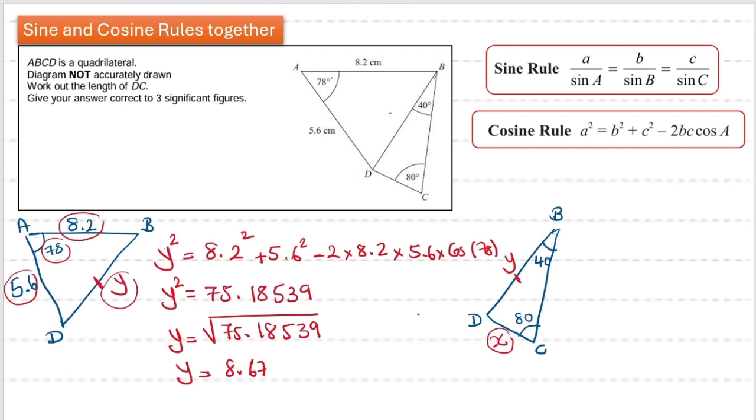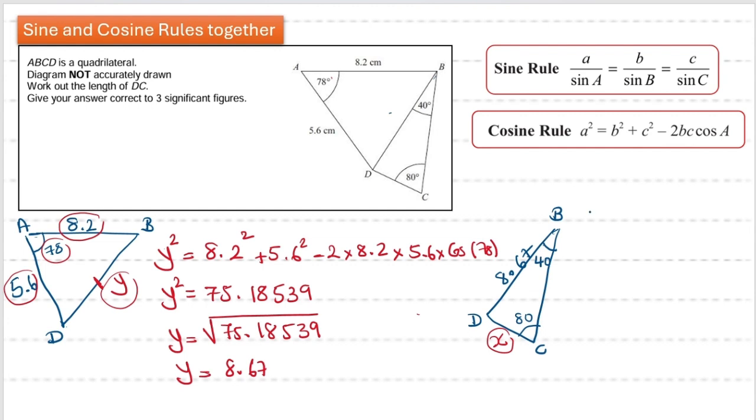So if we, instead of y in the triangle BDC, write 8.67 for y, then we notice that we have two angles, 40 degrees and 80 degrees, and for each angle we have its opposite side. Therefore, we can use the sine rule, and therefore we can find the length x. So let's do that.